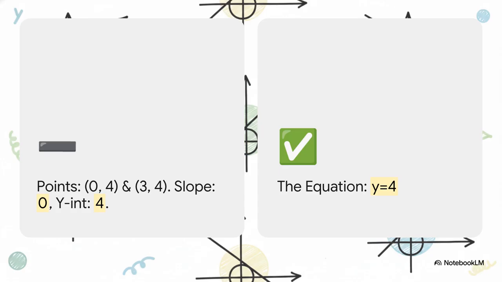The line crosses the y-axis at 4, so b is 4. Plug it in, y equals 0x plus 4. Since 0 times anything is 0, that x literally vanishes. We're left with just the elegantly simple equation y equals 4.